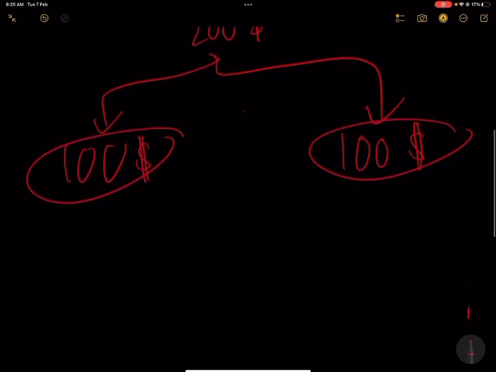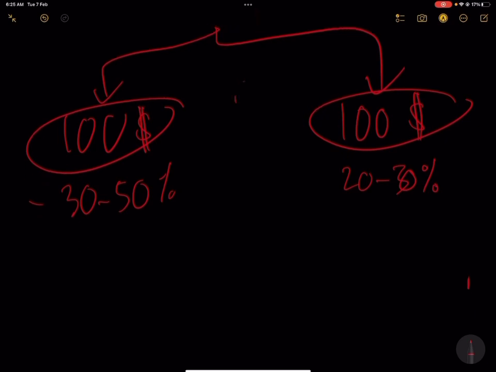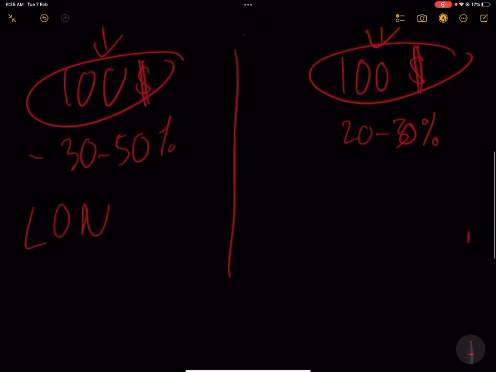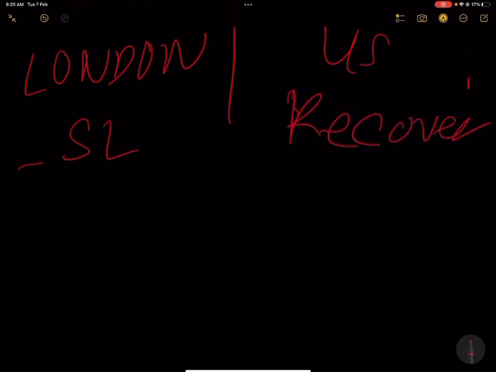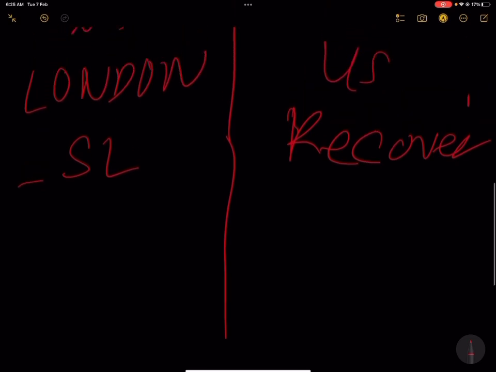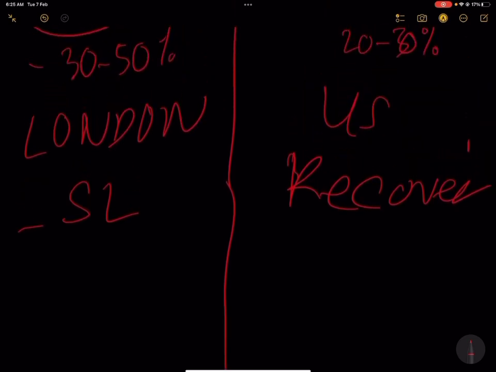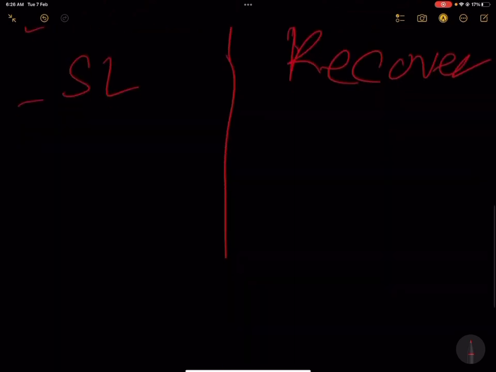First account focus on 30 or 50%. Second account maybe 20 or 30%. But don't trade at the same time. Maybe you can use this account in the London session and this one in the US session. Sometimes if there is an SL in the London session, use the other account for recovery. There are pros and cons, but you need to know, if SL, which account you can use to recover the previous setup's SL.